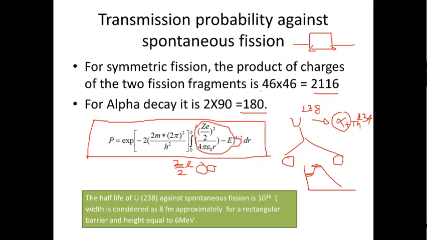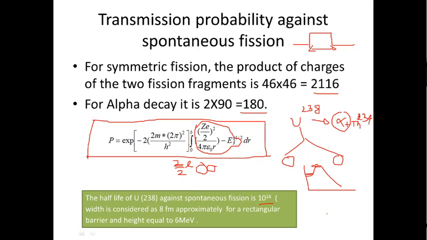There are two reasons here. We have done the calculation for alpha decay, and you know that the half life is around 10 raised to 8 or 10 raised to 9 years. With a similar calculation for uranium 238 against spontaneous fission, it turns out to be 10 raised to 16 years for uranium 238 to undergo fission on its own.